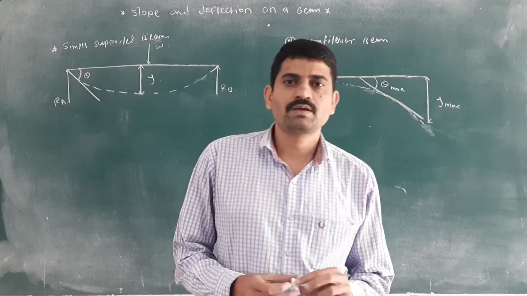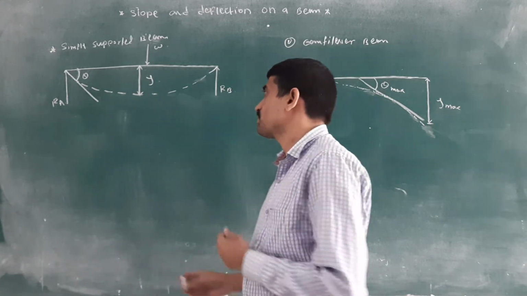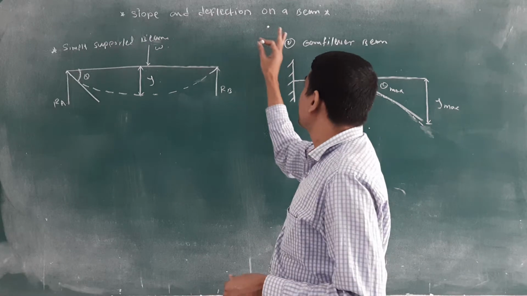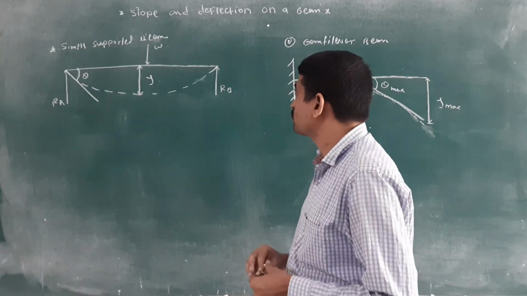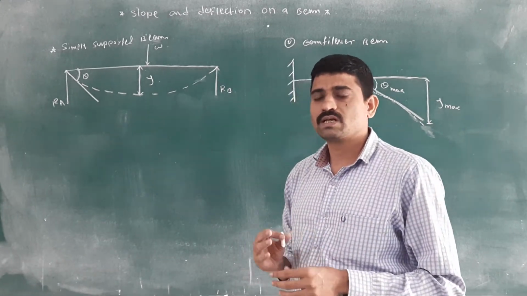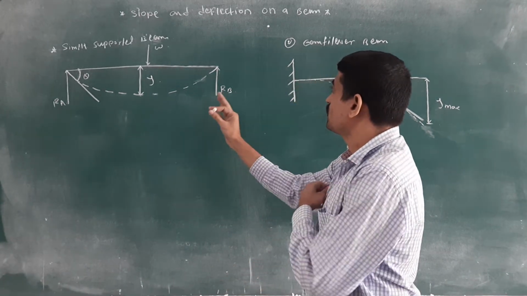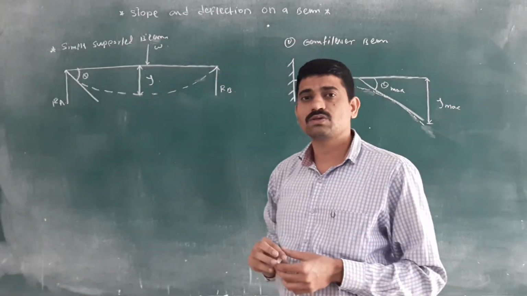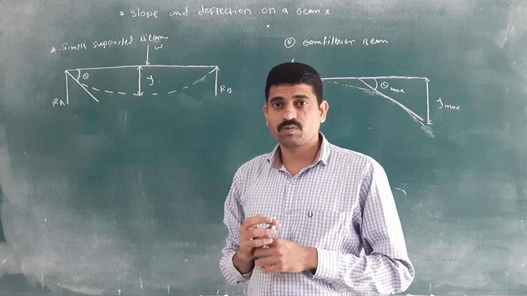Good morning everyone. In today's lecture we will start the third chapter, given in unit number 3, slope and deflection of beam. We will start with what is meant by slope and what is meant by deflection. In this unit we will study how to find out the slope and deflection. It will consider any type of beam.